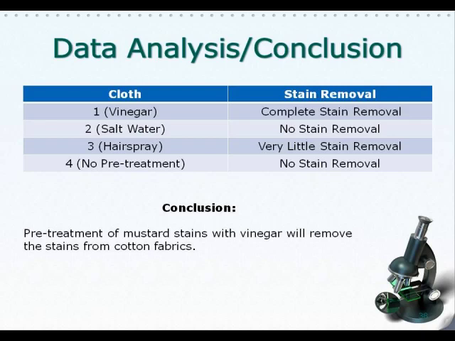And here's the data collected from Madison's experiment. If you notice that cloth 1, that is the one pre-treated with vinegar, there was complete stain removal. Cloth 2, pre-treated with salt water, no stain removal. Cloth 3, hairspray, very little stain removal. Cloth 4, no pre-treatment and no stain removal. So, conclusion of Madison's experiment, pre-treatment of mustard stains with vinegar will remove the stain from cotton fabric.